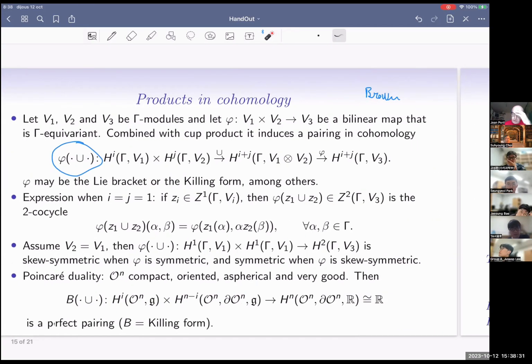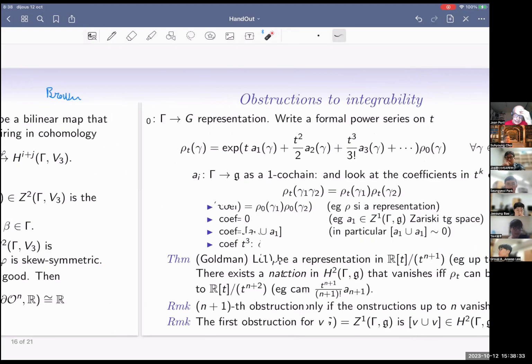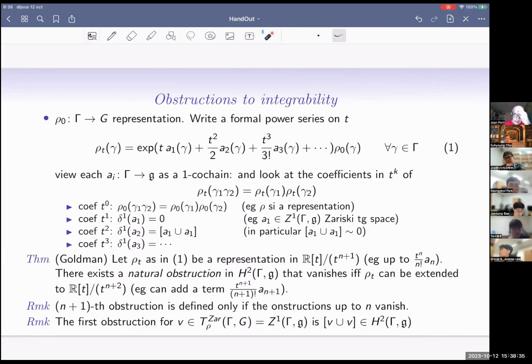So what I want to talk about for the remainder of the lecture today are these abstractions to integrability, and this goes with another pairing. In fact, this is much more complicated. By the way, all this is essentially due to Goldman. There's a paper of Goldman in 1985 in Advances that explains this. I will send you the reference later.